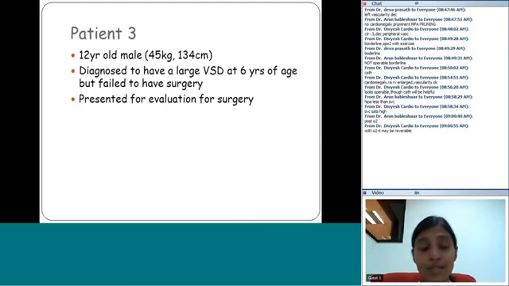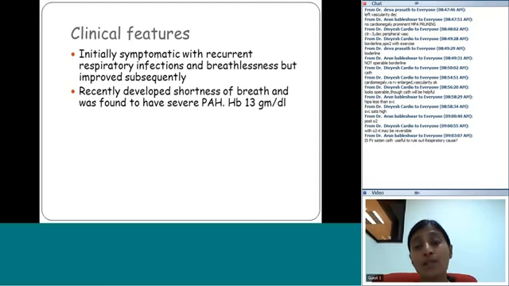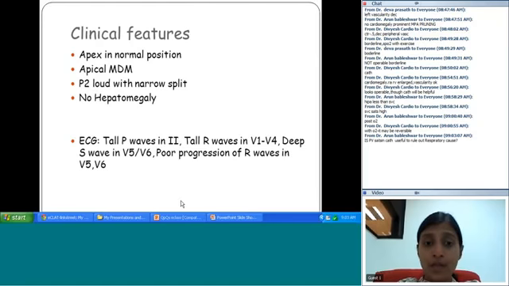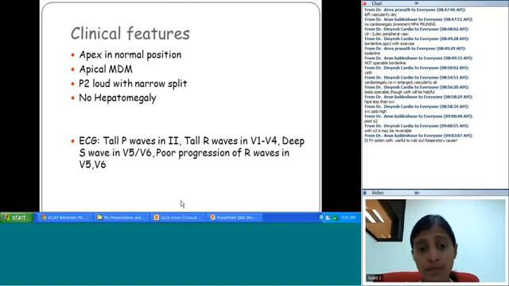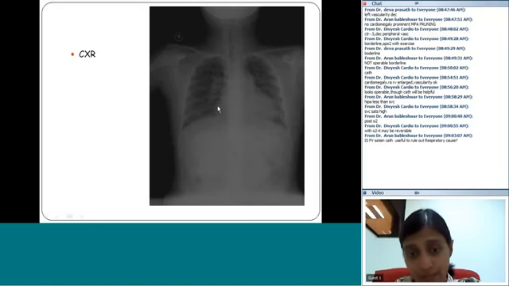Okay, and this is the last patient, a 12-year-old, similar sort of story, large VSD, evaluated. He was initially symptomatic, but subsequently he has improved. His symptoms have improved, and that is usually a warning sign. But he does have an apical MDM, and although he has a loud P2, he does have an MDM. This is his X-ray. It shows cardiomegaly. The X-ray is of a slightly poor quality, I'm afraid. There appears to be vascularity out into the peripheries.